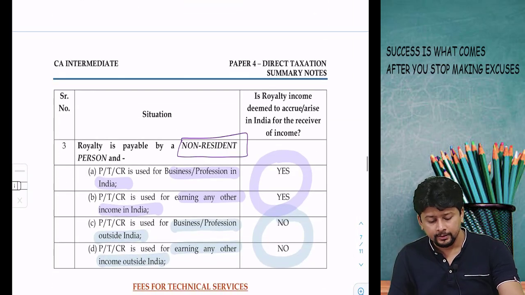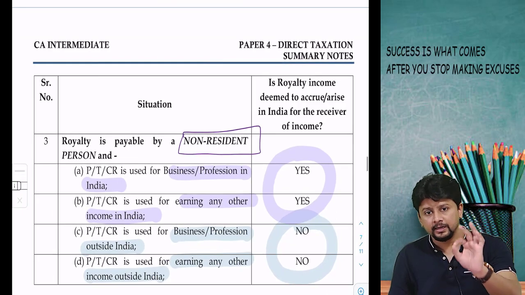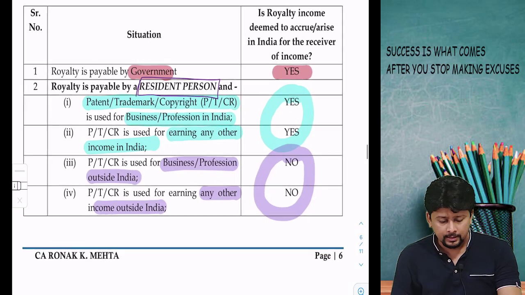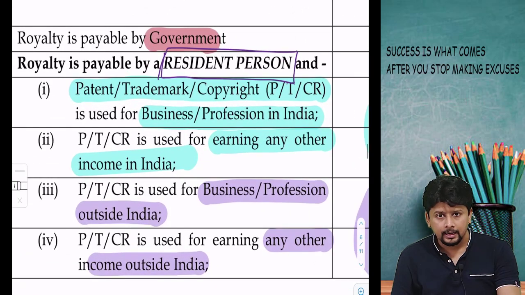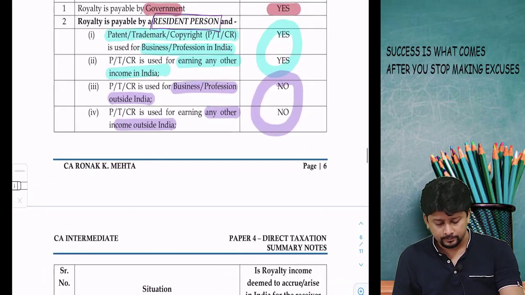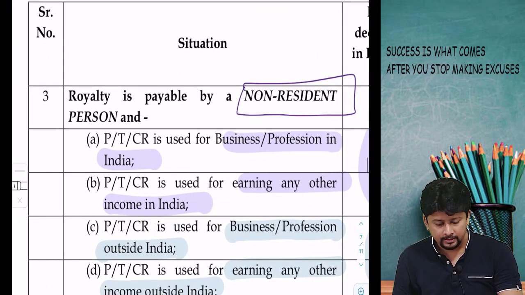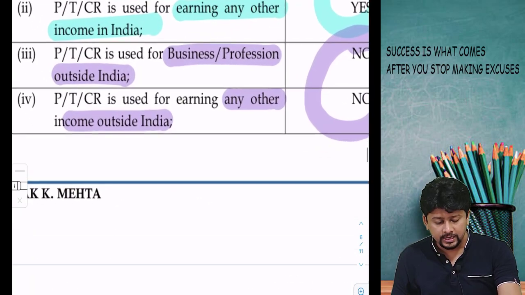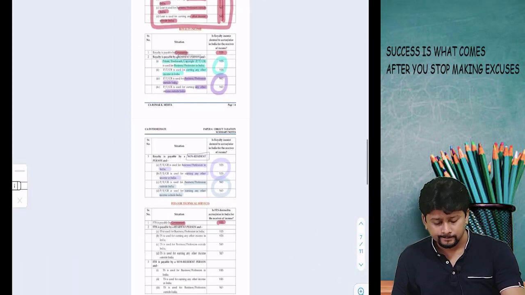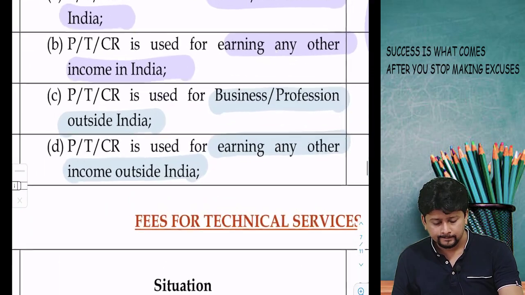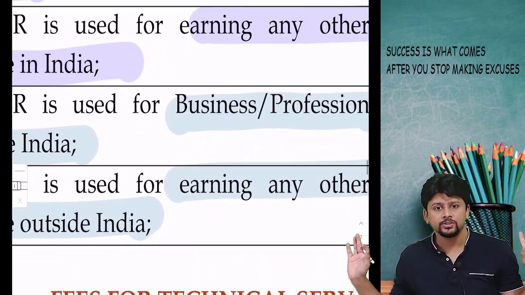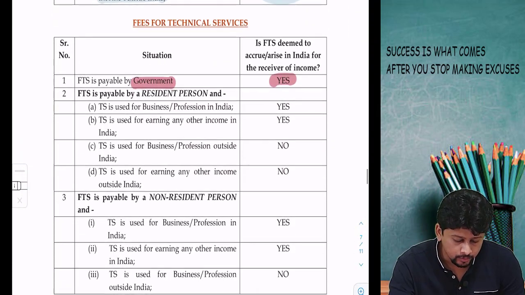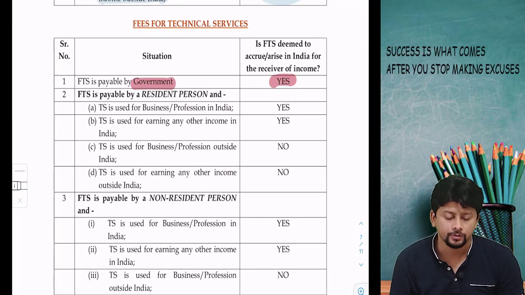or a non-resident. But if the patent, trademark, copyright is used in India, section 9 applicable? If the patent, trademark, copyright used outside India, section 9 is not applicable. And the same concept is applicable in case of fees for technical services also.